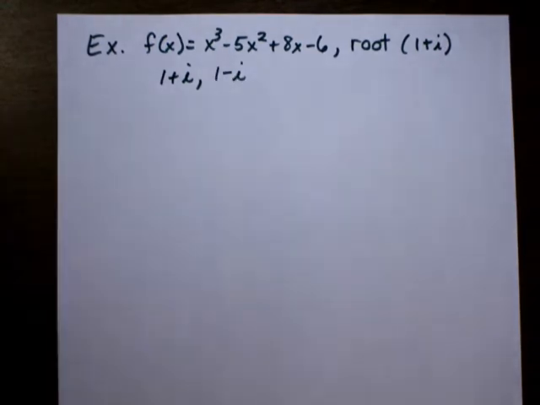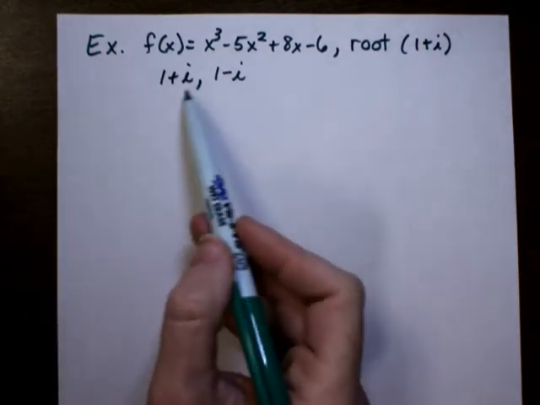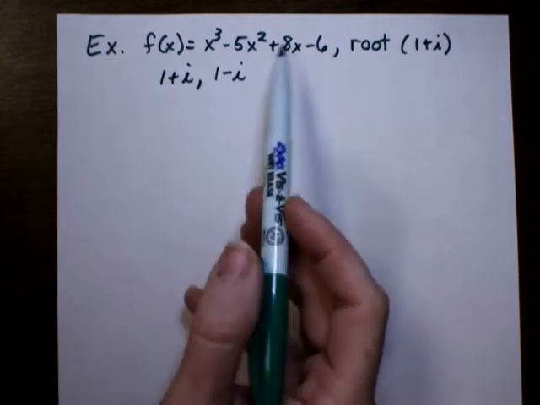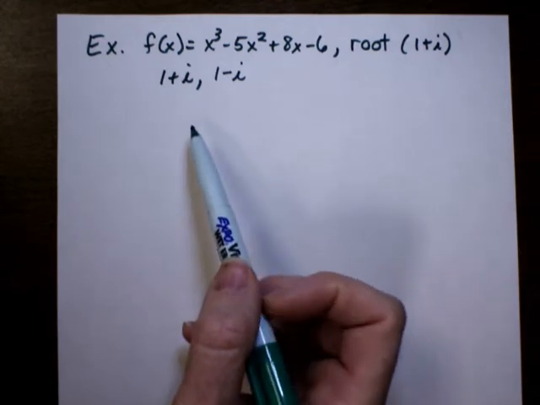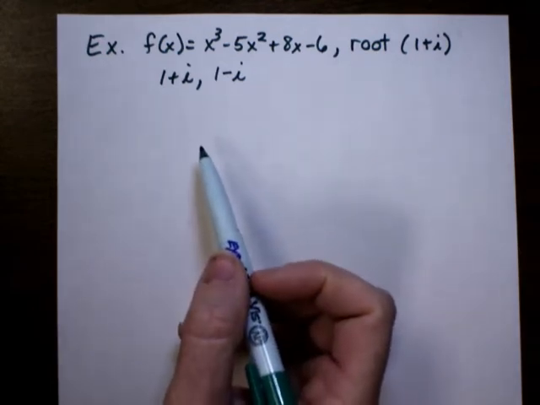We're going to do the same process we did on example 2. We're going to multiply these together, come up with our quadratic, divide the cubic by the quadratic, and then we'll end up with a linear, hopefully, that we can solve and find the third root.